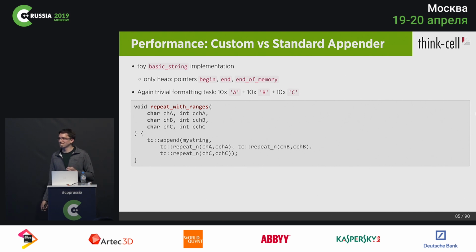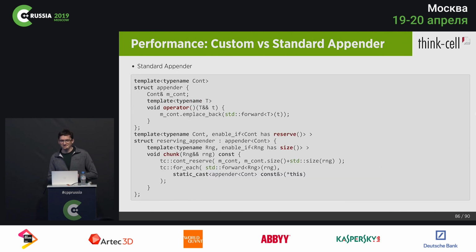And once again, we're doing the same trivial task. We're writing 10 times A, 10 times B, 10 times C. And we're using basically the range algorithm we had before. We're just saying tc append with tc repeat n. So then if you just write this, first use the standard appender if you don't have a customized appender for this type of string. And just as a recap, it would look like that.